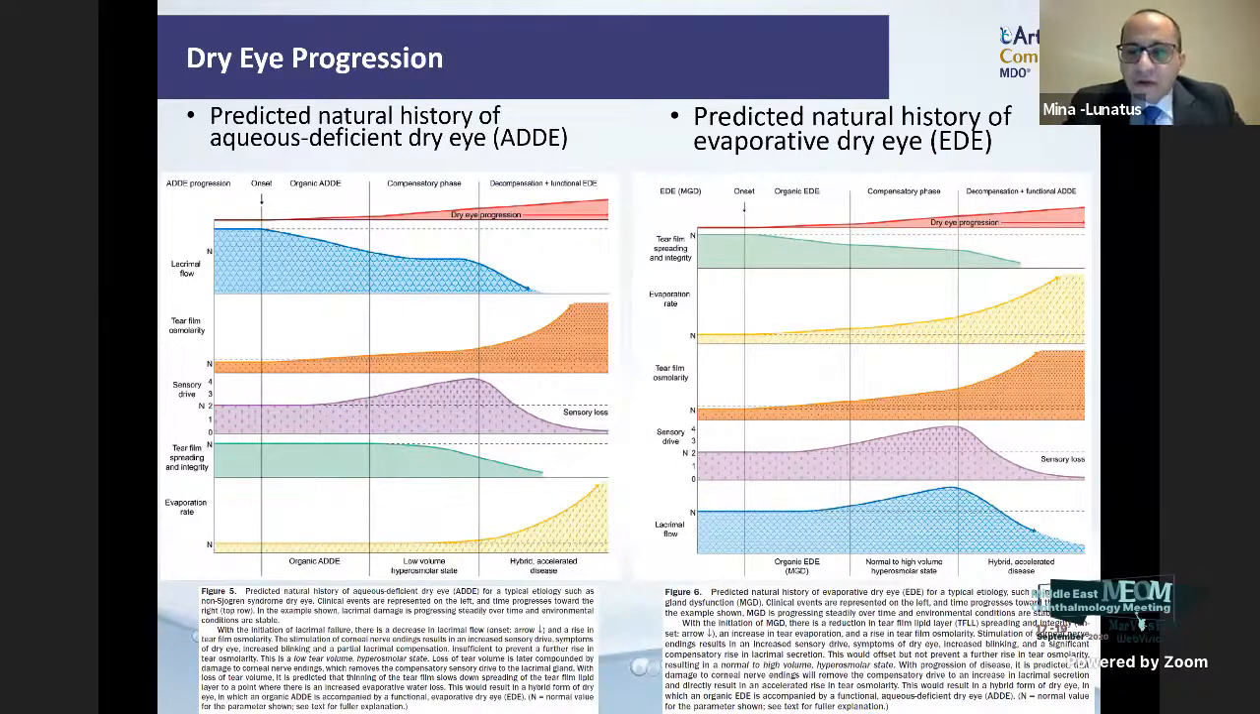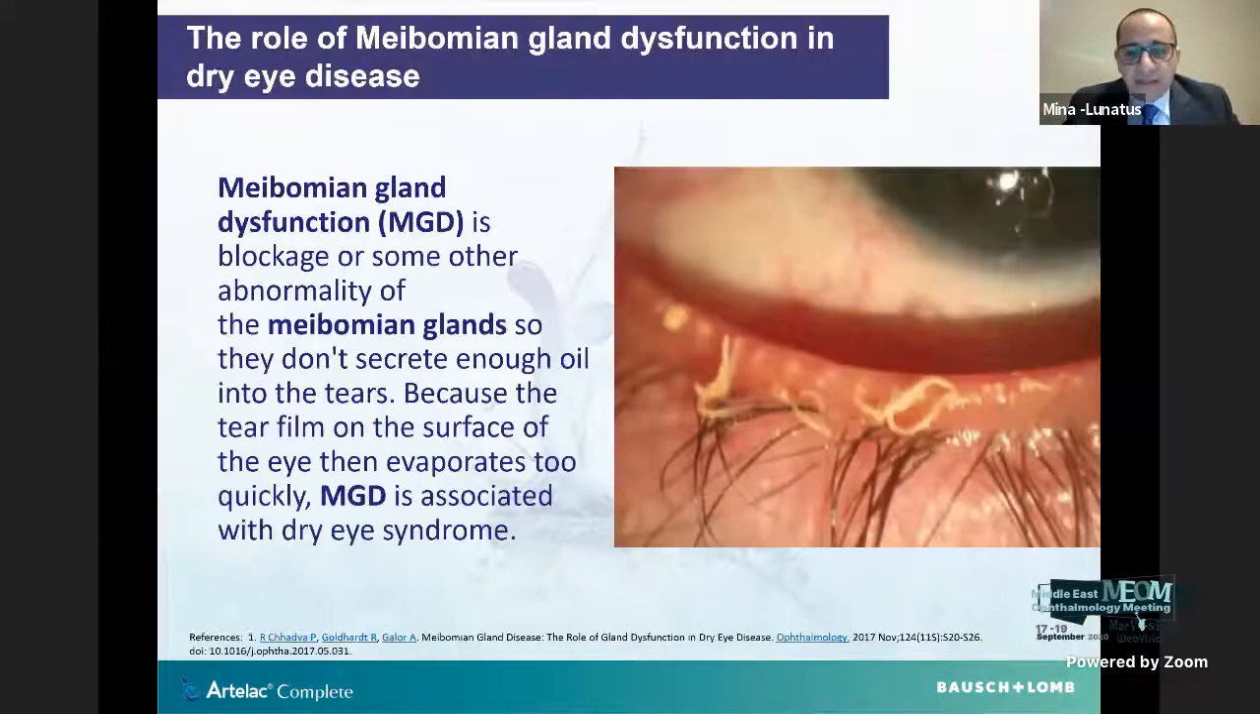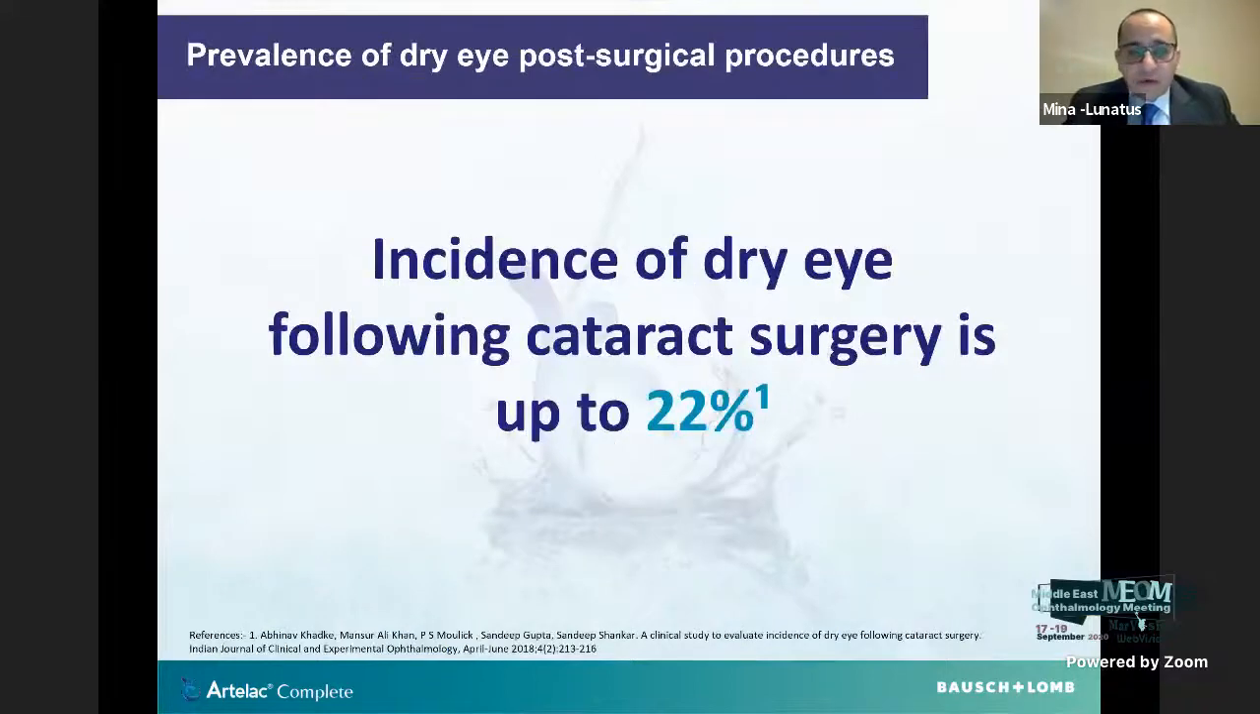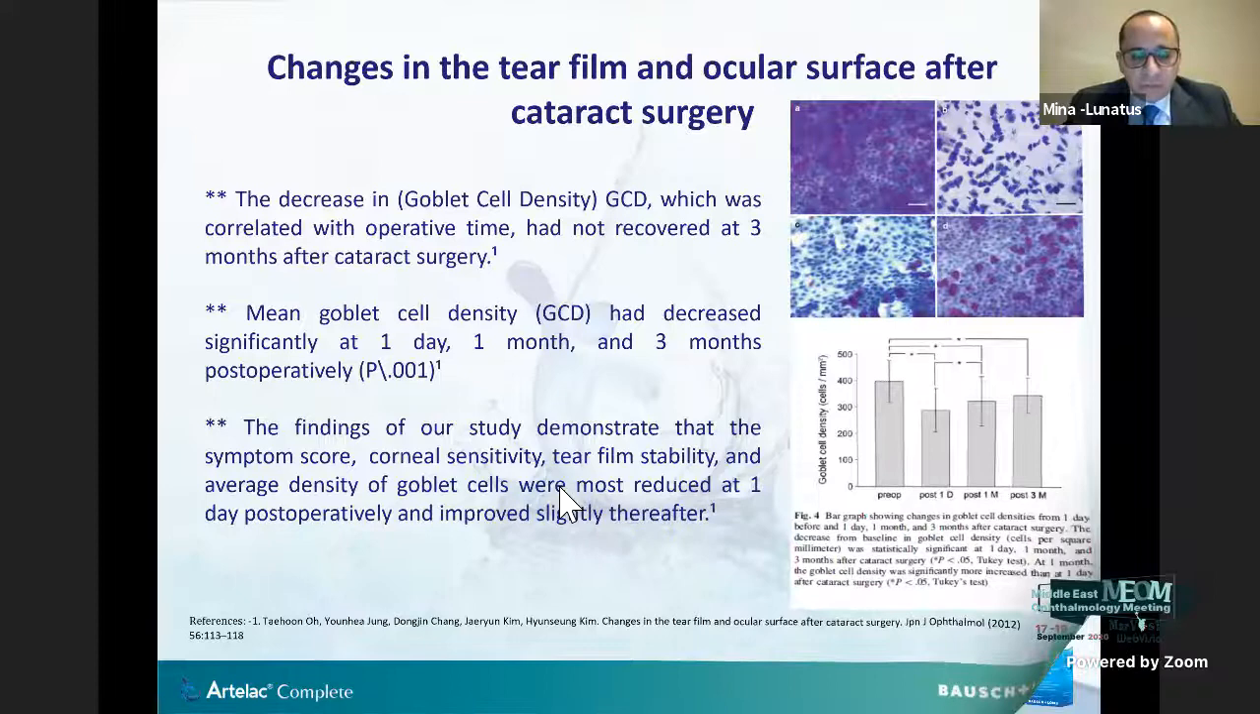And now we are introducing Artilac Complete to the evaporative dry eye disease patients suffering from meibomian gland deficiency or goblet cell deficiency, where the main goal of treatment is to restore the lost integrity of the tear film. So in both, for example, the indications of Artilac Complete, we have meibomian gland deficiency, where we have a deficiency in the lipid layer, which leads to hyperevaporation, or for example, cataract surgery, where we have a deficiency in the goblet cell density, even after 3 months of cataract surgeries.